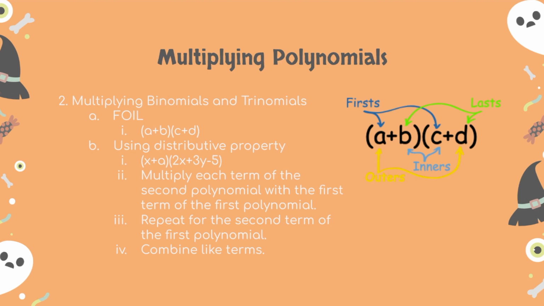The other way to do this when you're not multiplying two binomials is to just use the distributive property. Multiply each term of the second polynomial with the first term of the first polynomial. Then repeat the process with the second term of the first polynomial. Then combine like terms.